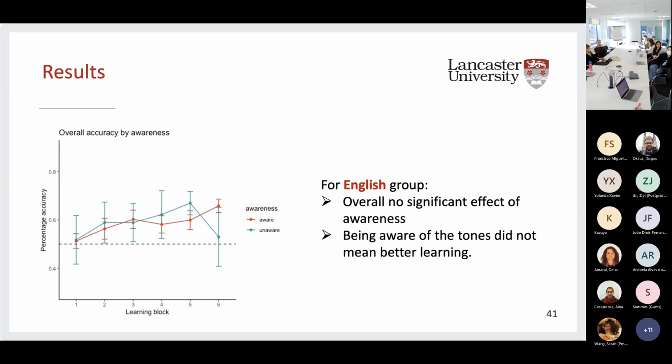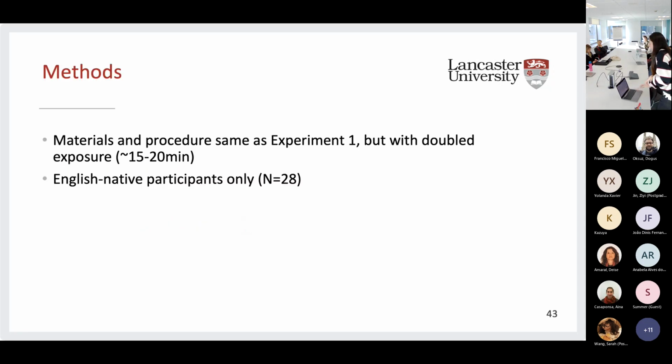Since we didn't find a significant improvement in English learners' performance in the tonal trials, we wanted to know if this is simply because the exposure was too short. It was less than 10 minutes. So we did a follow-up with doubled exposure. That's our experiment 2. So here, materials and procedures are the same, just with doubled exposure. And this time we only had an English native group because Chinese learners already learned in the 10-minute version.